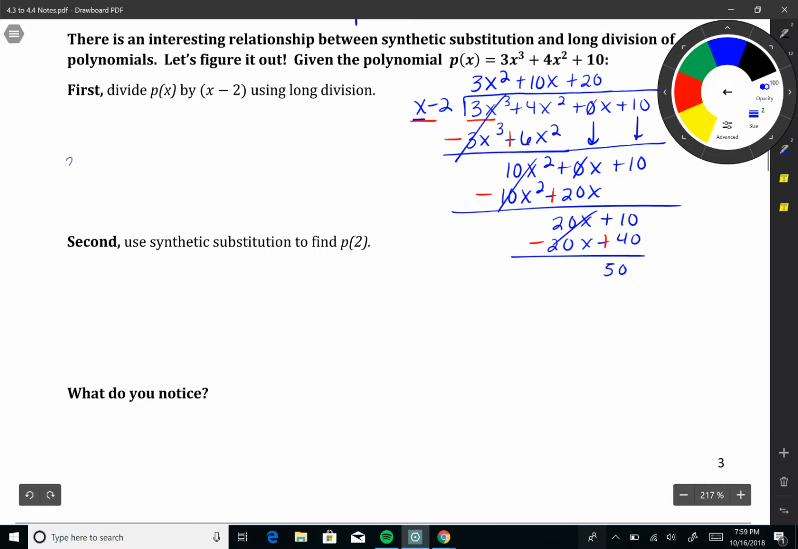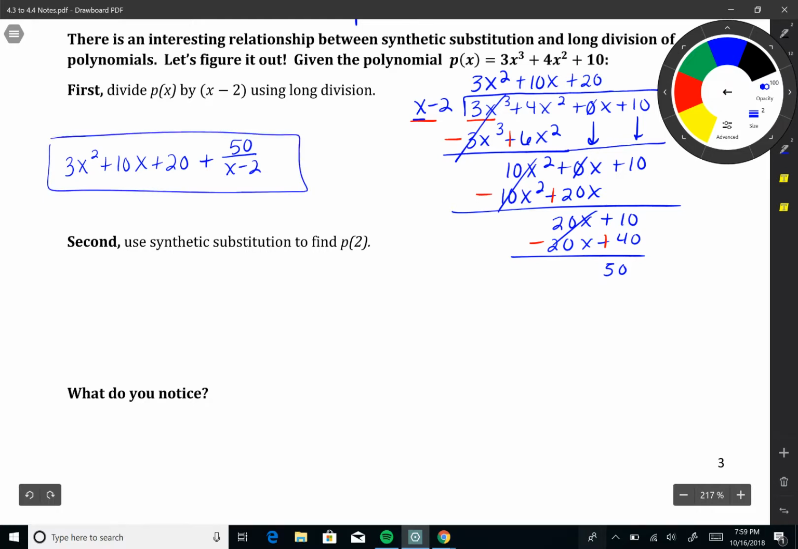So writing my solution as my quotient, 3x squared plus 10x plus 20, plus my remainder 50 over my divisor, x minus 2. Okay, so that is what we get when we do long division. Now it says, use synthetic substitution to find p of 2. All right, so I'm going to put 2.